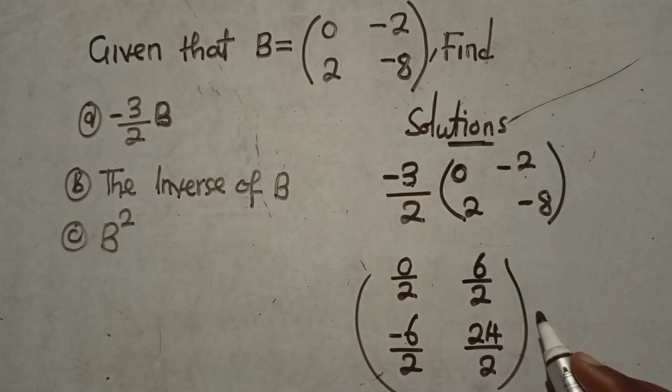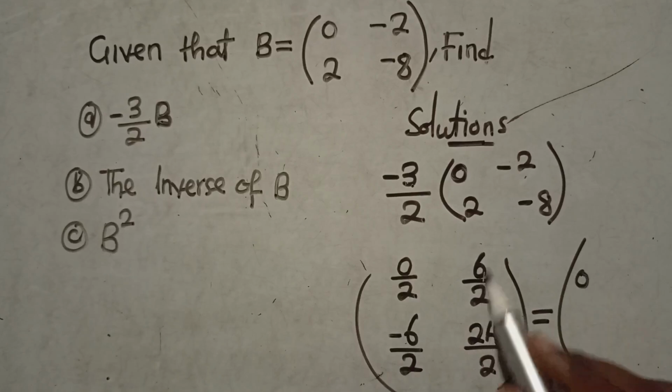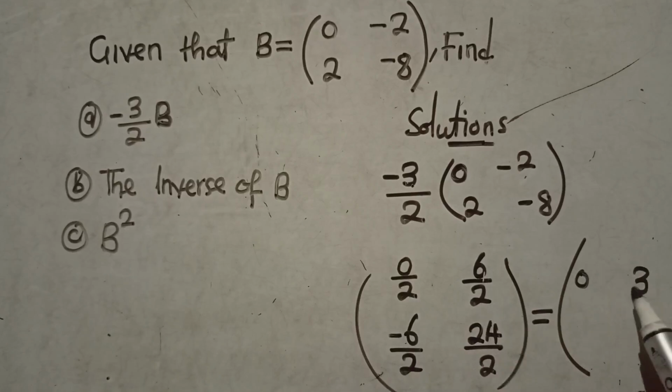So finally, the answer that we are going to get is what? There we get a 0. If you divide there, you get 3. Here, if you divide, you get negative 3. Here we get 12. So meaning that this is the answer. This is what you are supposed to do. So I just want you to follow me clearly and attentively. And it can be very better if you are following this and writing down.